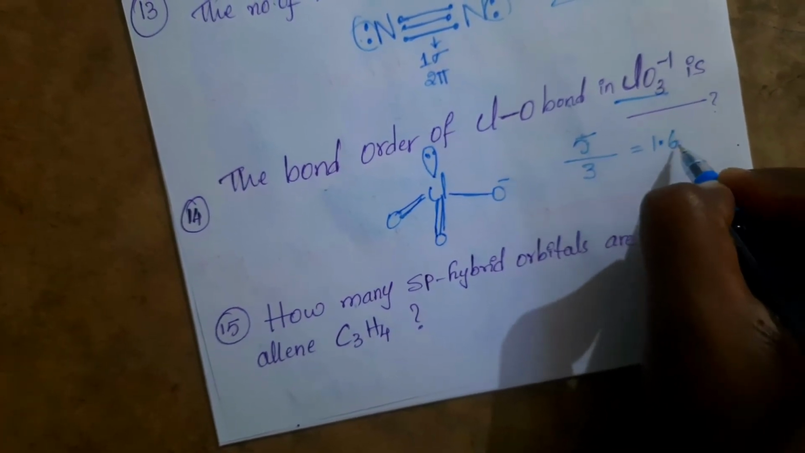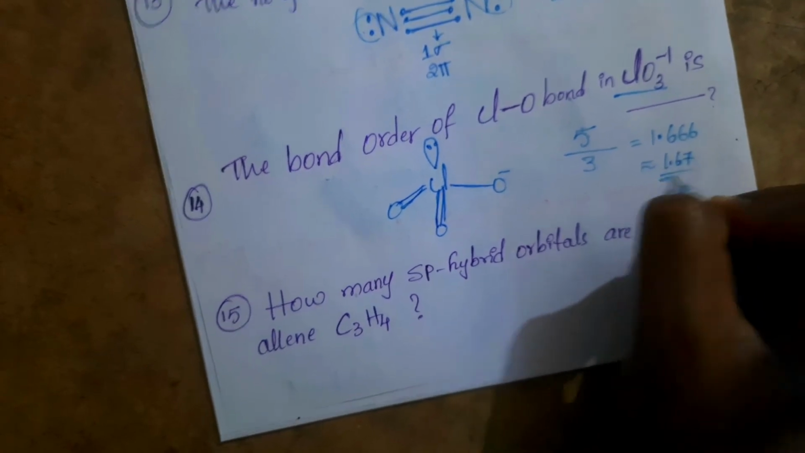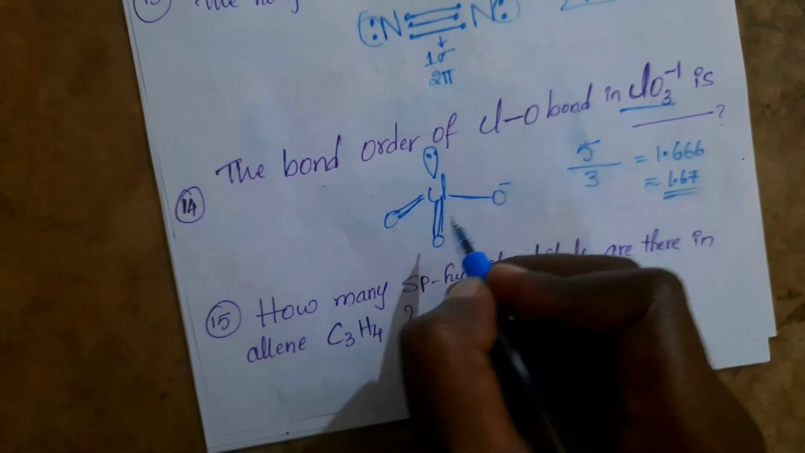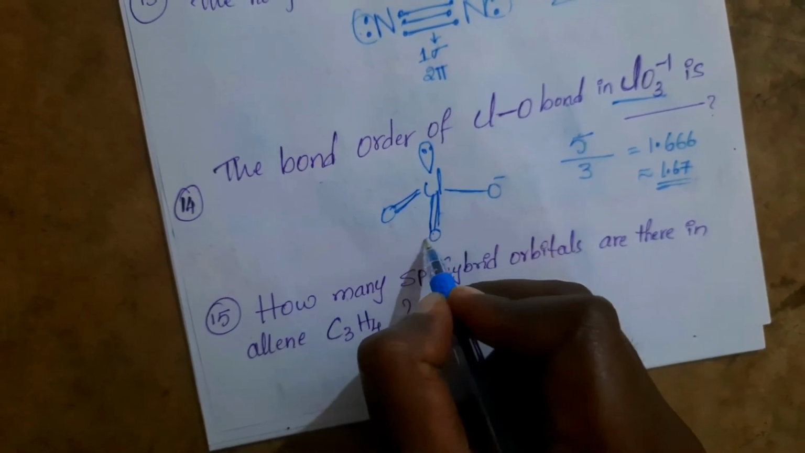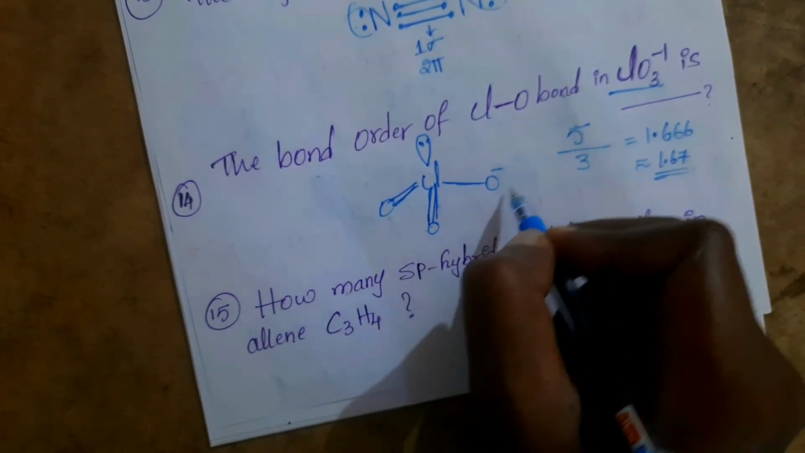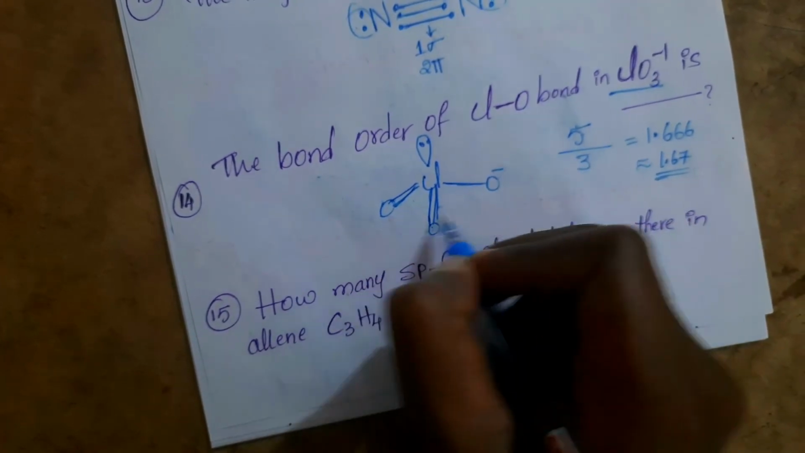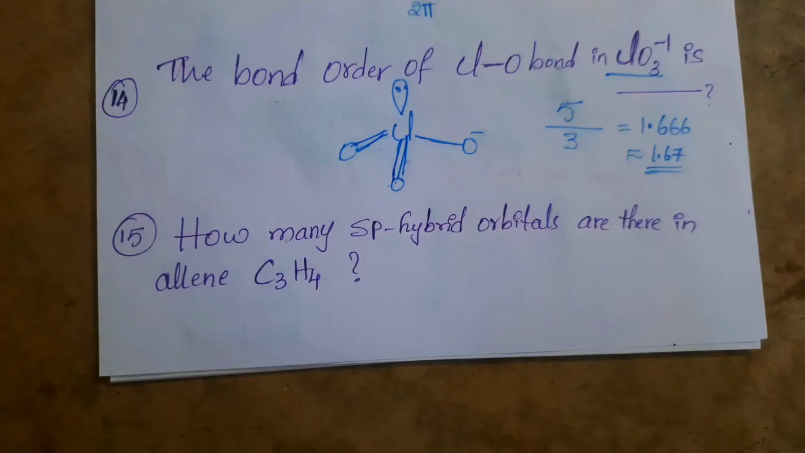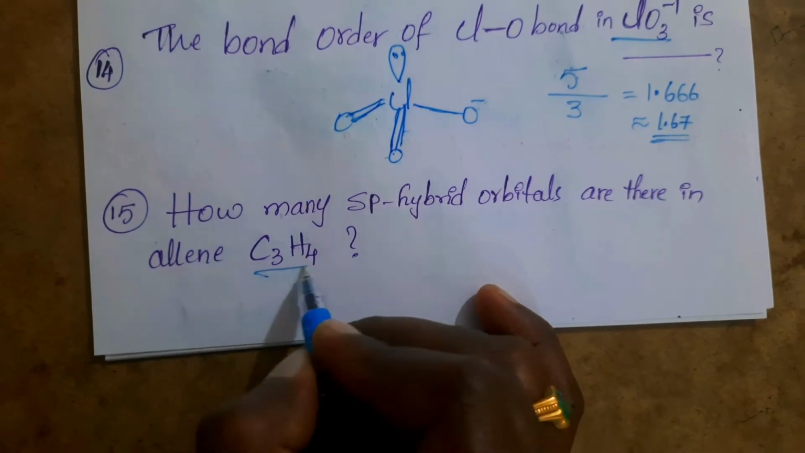3 6 are 18. Again 6 we will get. It is taken as 1.67. That is the bond order of Cl-O in case of ClO3 minus. Because of these bond orders, the pi bond will come here, and the negative charge will be shifted here. These pi bonds are always shifting between these 3 oxygen atoms. So the total number of bonds will be 5. So those are delocalizing between the 3 atoms. So 1.67. Now how many sp hybrid orbitals are there in the allene molecule of C3H4?